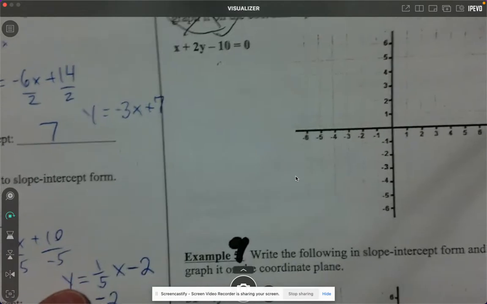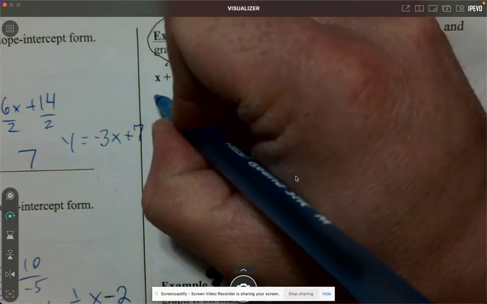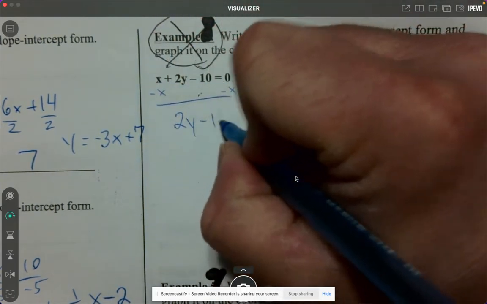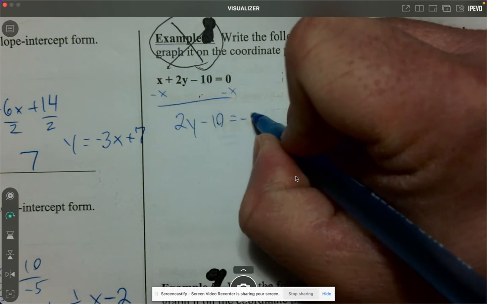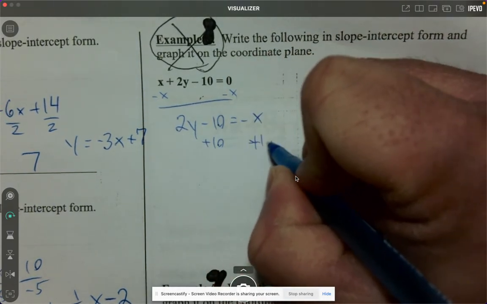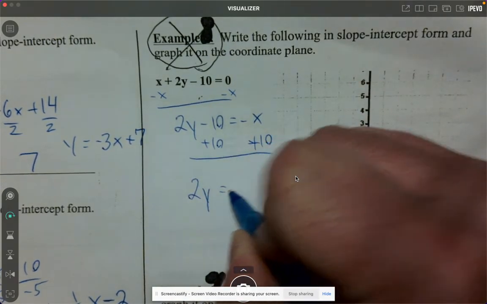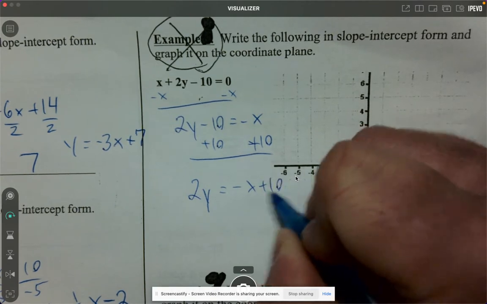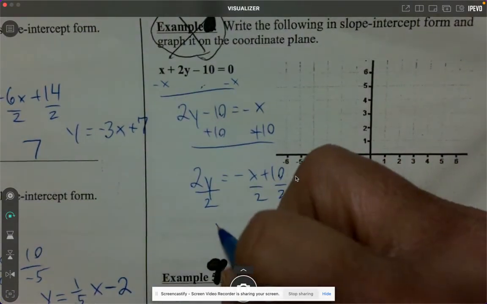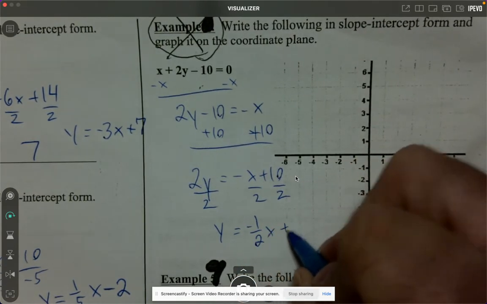If you try number 8, it really wasn't too hard, depending on how you look at it, but you really just minus x. 2y minus 10 equals negative x, and then you add 10 to both sides. You get 2y equals negative x plus 10. Divide everything by 2. Yeah, maybe it is kind of hard. You're left with y equals negative 1/2 x plus 5.